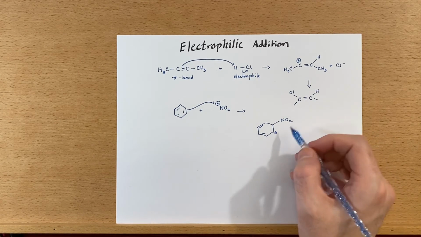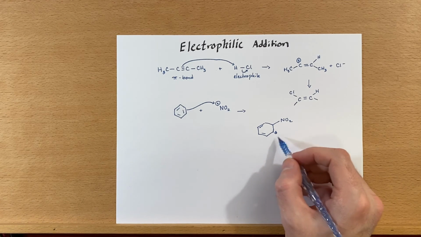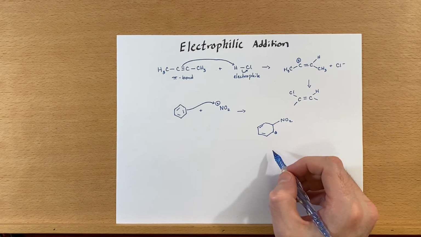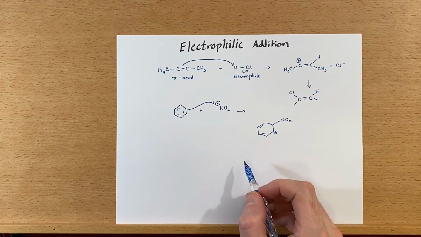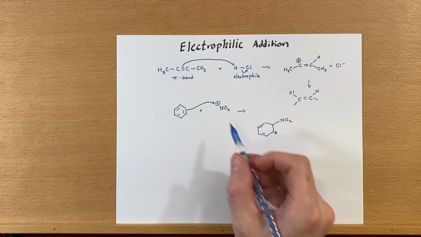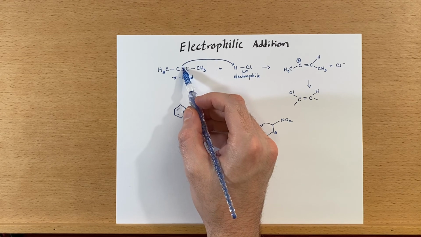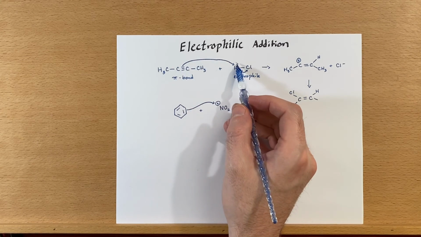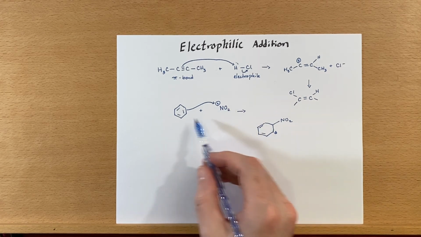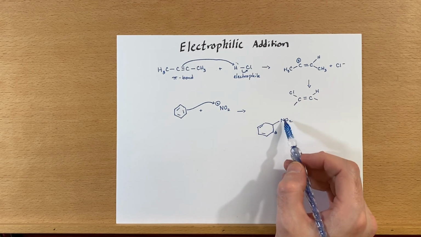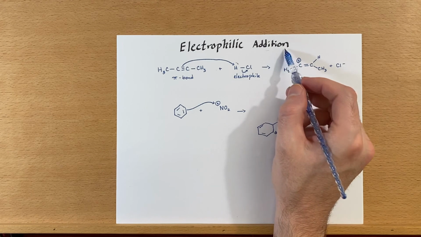Now, again, this wouldn't be the end of the reaction. We would have something else come in and attack that positive charge, but this is the electrophilic addition step. So, it comes from our pi electrons and attacks an electrophile. And then we get a new bond that's formed. That's the addition part.